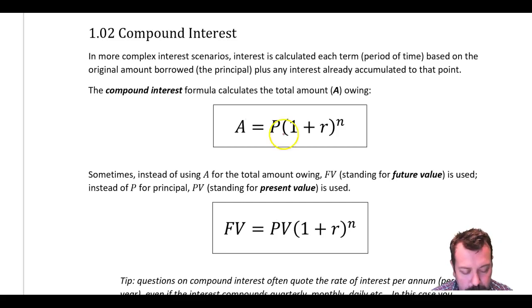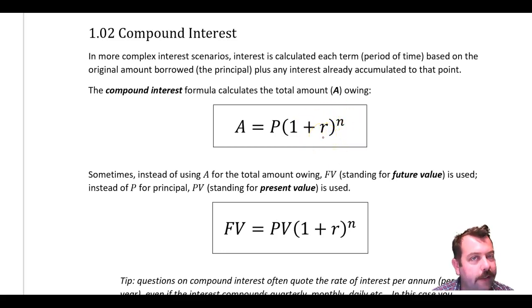Same as before, P is for principal, R is the rate of interest expressed as a decimal, which will be our percentage over 100. N is the number of terms. We need to be extra careful with these questions, right? There's a little tip down here. Extra careful that we match up the units of time for N and for R.